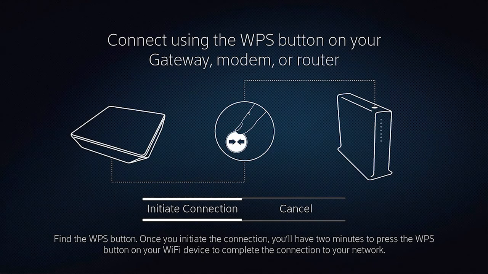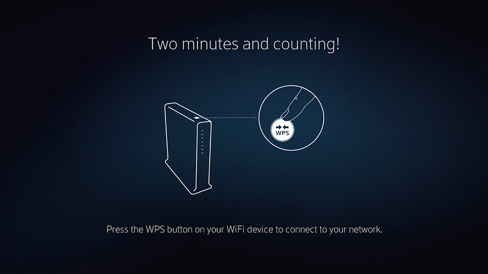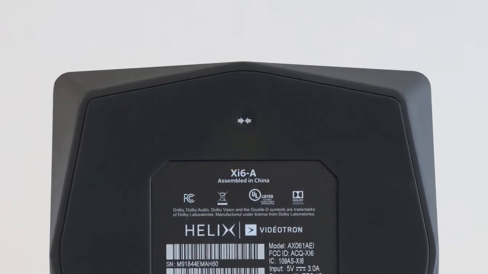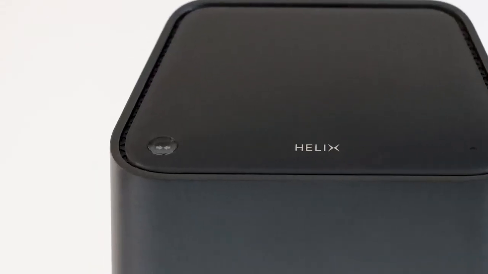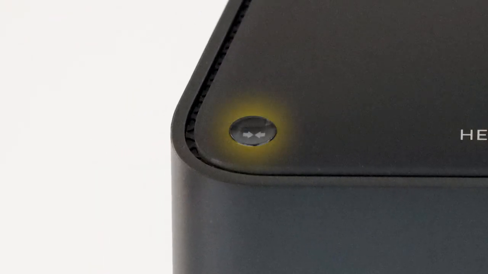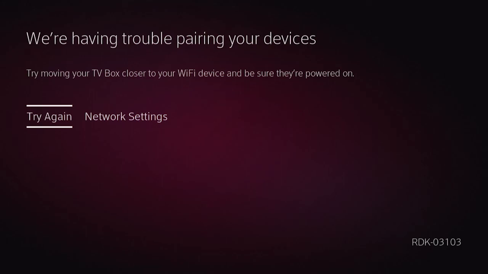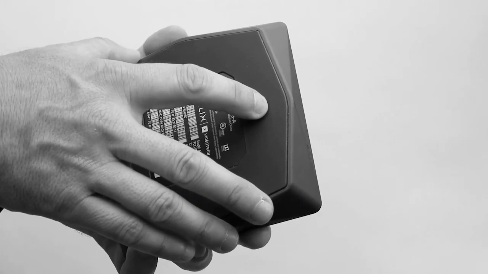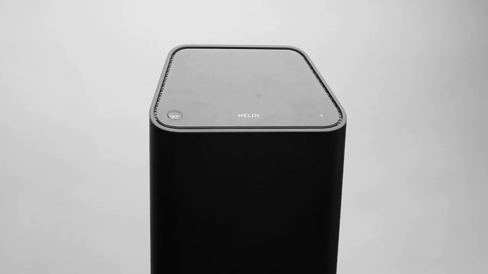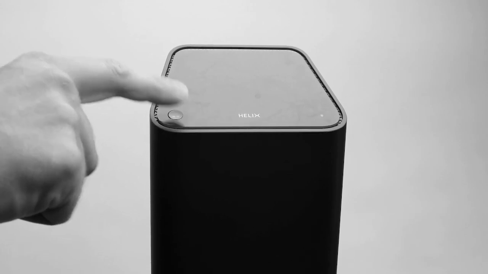If the automatic connection fails, you can log in manually using the WPS protocol. To proceed, select Initiate Connection. You'll have 2 minutes to press the WPS button underneath the terminal and then the button on top of the Helix Fi gateway. If you fail to complete the setup in time, press the terminal's WPS button again, then the gateway's WPS button to start a new login sequence.